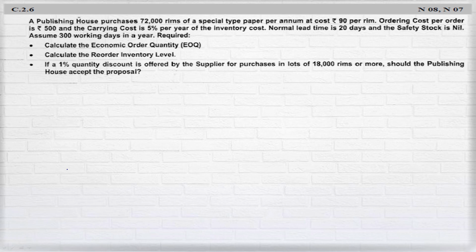2.6, we are starting with the discount point. So this will be a somewhat new and good question. A publishing house purchases 72,000 reams of a special type of paper per annum. Now our units are reams, which is nothing but A, at a cost of rupees 90 per ream. So purchase price is 90 rupees per ream. Ordering cost per order is rupees 500.